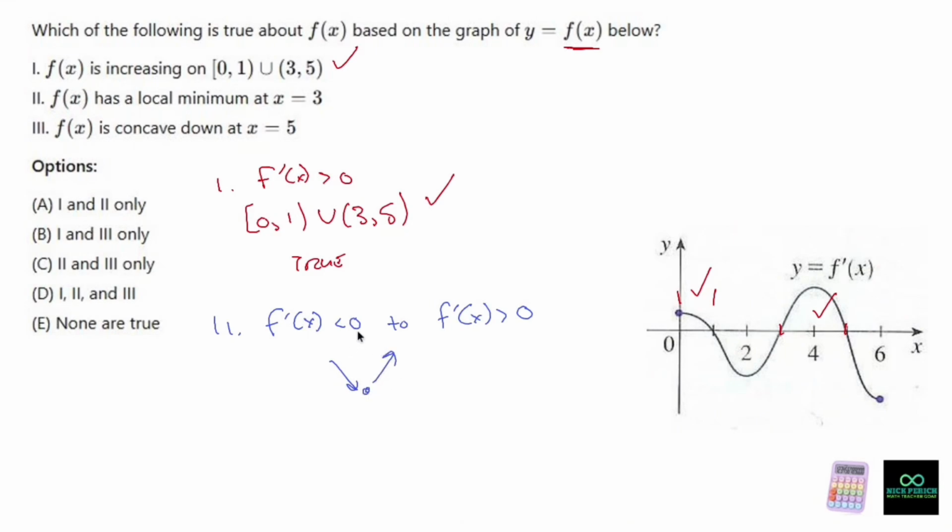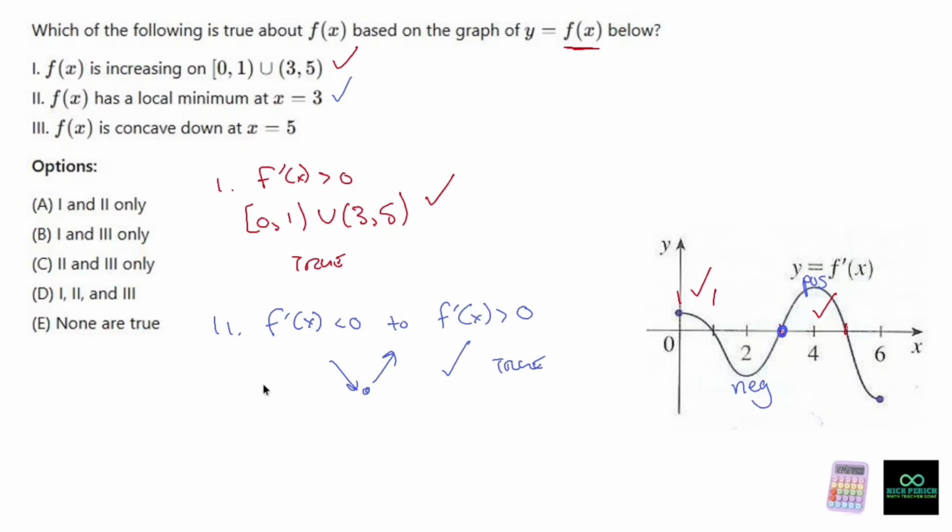So am I going from negative to positive at 3? Well, here's 3. I am underneath the x-axis, which means, yep, right here it's negative at 3, and then it becomes positive. So since my f prime of x is under the x-axis before 3, and then above after 3, that would imply that I have a local minimum. So this is a true statement, which means 2 is also true.